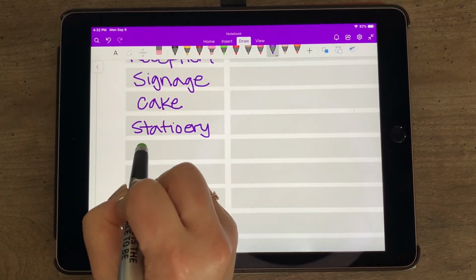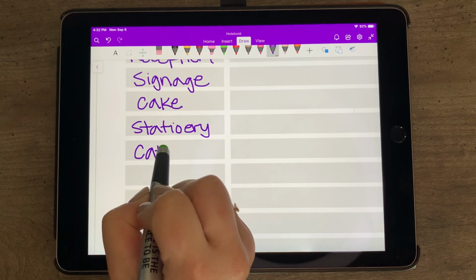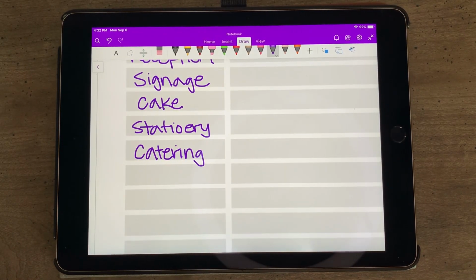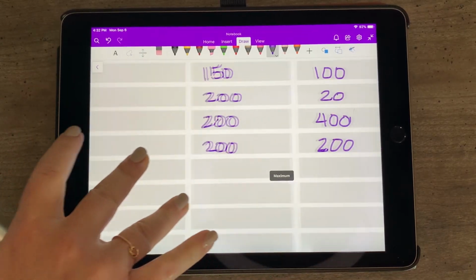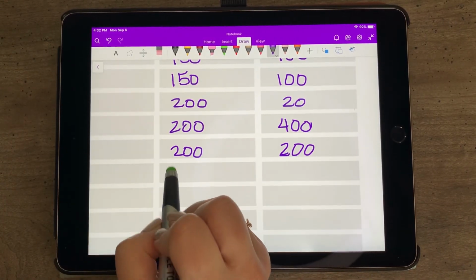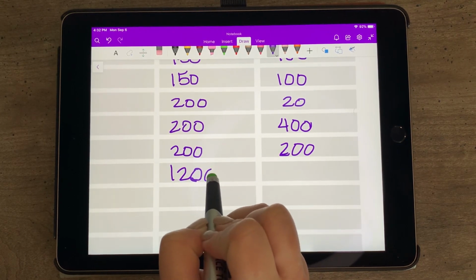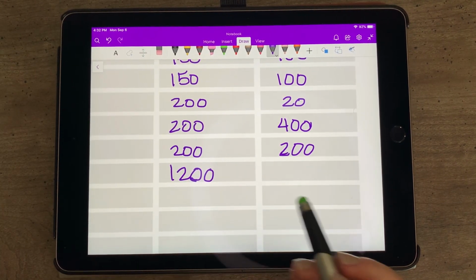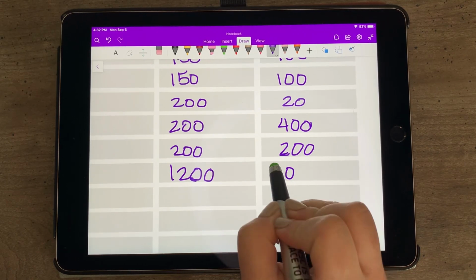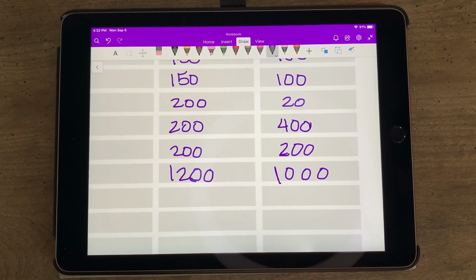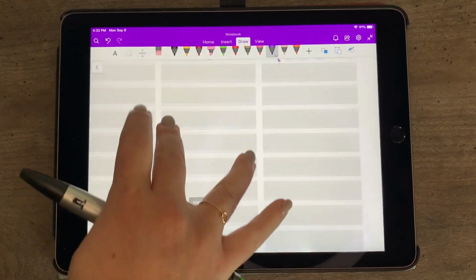The last one we're going over here is catering. Catering, like I said earlier, is usually one of the most expensive aspects of your wedding. I figured that it would be around $5 to $6 a person, about $1,200. I lucked out. I spent about $1,000 in total, and so this was a really great steal.